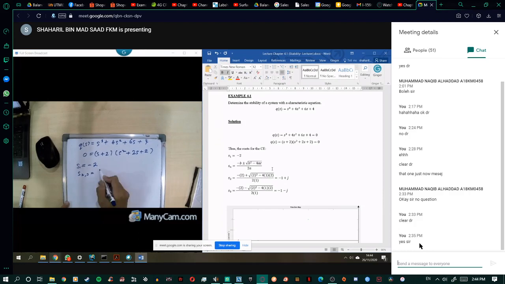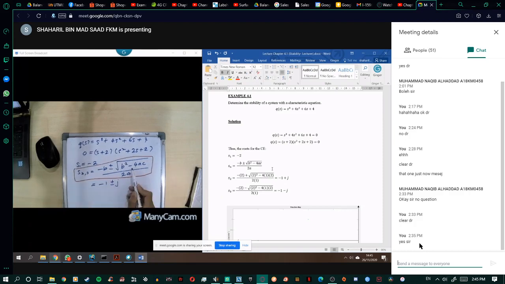Then you need to apply the formula, I also forgot the formula. Minus b plus minus the square root of b squared minus 4ac, divided by 2a. When you apply this, you will get minus 1 plus minus j. Do you still remember this formula, right? Still remember this formula, right? In order to find the roots. Okay, good.